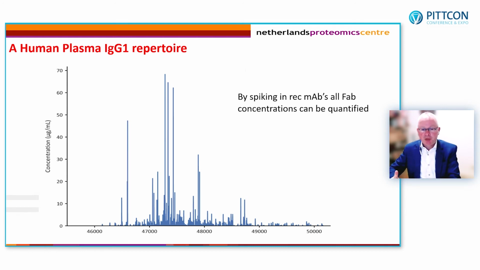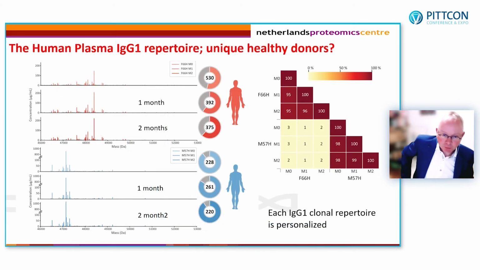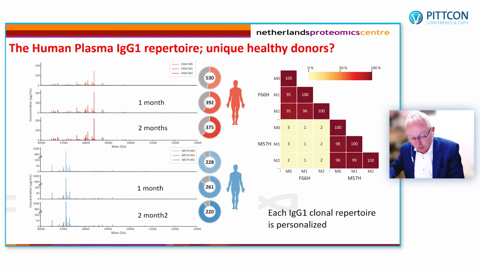Now, for us, this was a big eye-opener. We can measure a repertoire of IgGs, and in this case, it's IgG1. We can measure the repertoire of IgG1 in plasma of a single donor. Then we set out the following experiment. We said, if we have a single donor, can we get blood now? Can we get blood in 1 month? And can we get blood in 2 months? And we also set out to do the experiment, can we get the blood of another person and measure this profile at 0 months, 1 month, and 2 months?